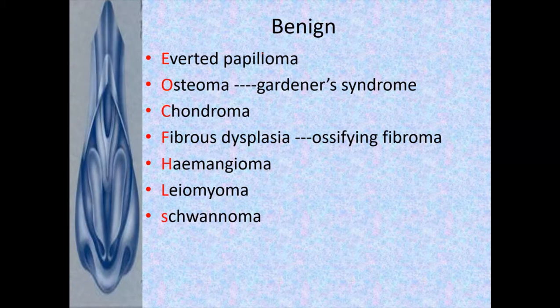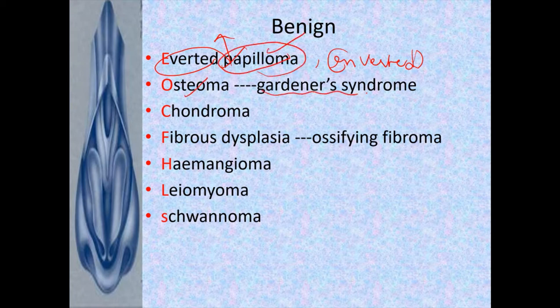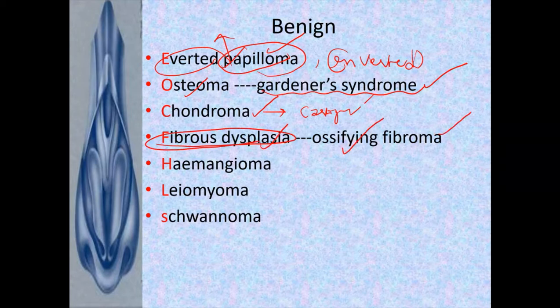As you could see, benign tumors of the nose include everted papilloma, that is coming outside. There is another type called inverted papilloma, which is an intermediate tumor. These are the papillomas that are there. Next, osteomas, which are associated with Gardner syndrome. Chondroma, that is based on the cartilages. Fibrous dysplasias are also important. Fibrous dysplasia of the maxilla is common. They are called ossifying fibromas.